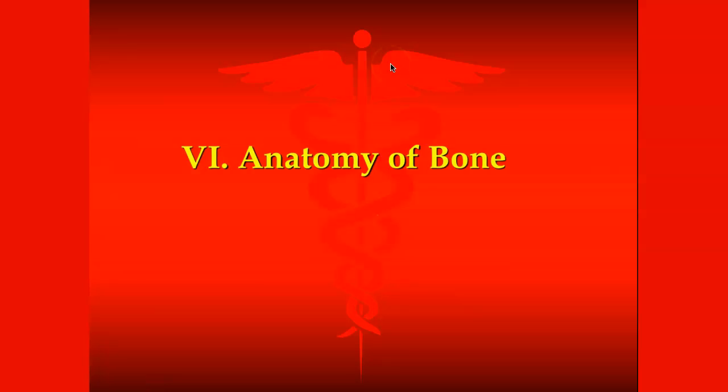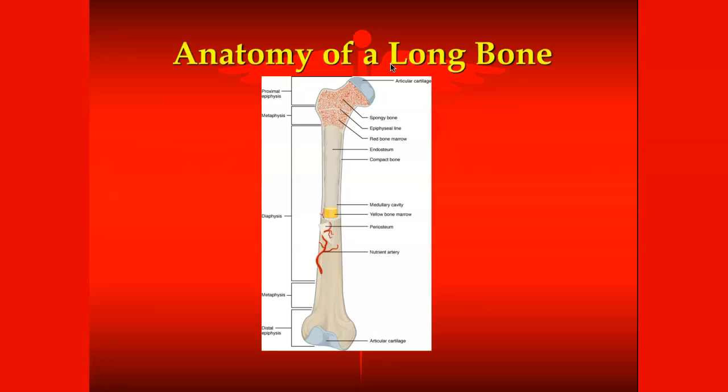So we want to talk about anatomy of bone in two ways. First, we're going to talk about the anatomy of a long bone, and then we'll talk about the anatomy of flat bones. So when we talk about a long bone, I put this picture up here because it really will help us differentiate everything.